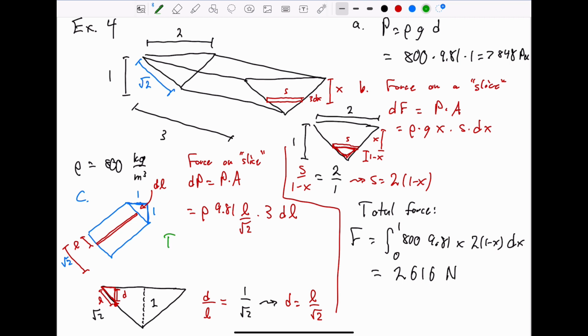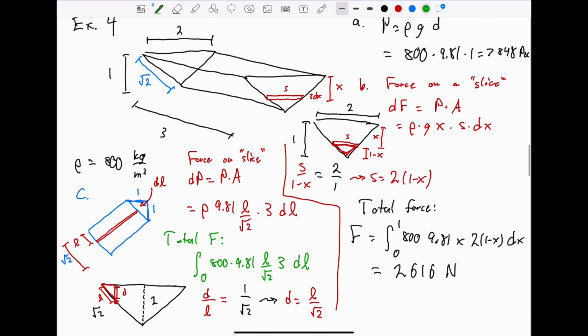So the total force here is the integral of rho, which is 800, times 9.81, times L divided by the square root of 2, times 3, integrating with respect to L. And now we want the limits of integration. L, once again, is measured along the diagonal here, along this slant length. So L begins at a height of 0 and goes the entire length, which is the square root of 2. So the limits of integration are from 0 to the square root of 2.